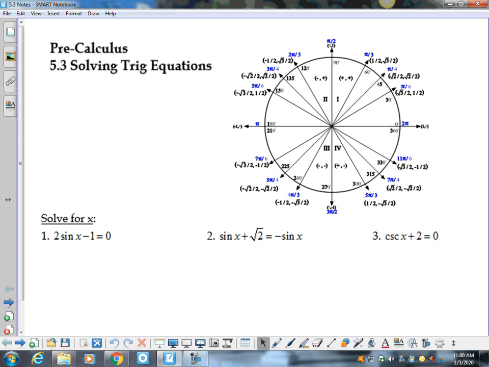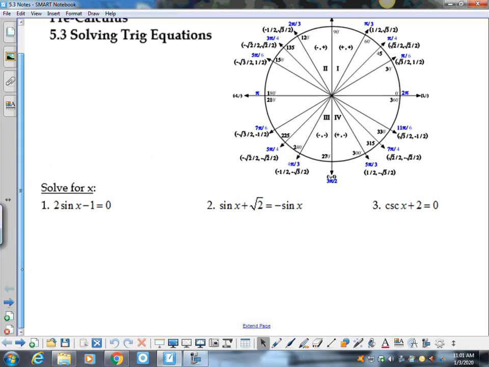Okay, so the biggest thing I want you to understand is that x is a part of a trig. So if I were to read number 1, instead of saying 2 sine x minus 1 equals 0, focus on the fact that it's 2 sine of x minus 1 equals 0. That's not sine times x. That's sine of x. And x is some angle. So my goal is to find an angle.